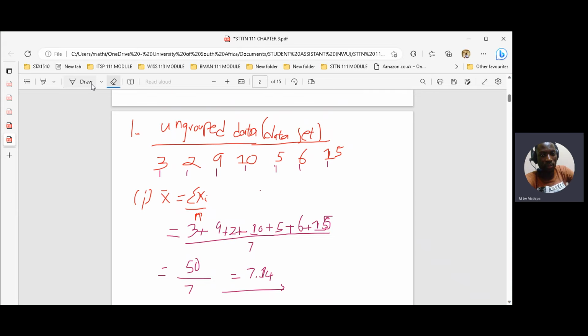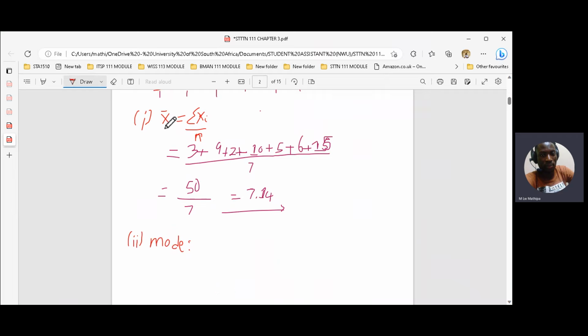Let's say we have 5. Let me just write it here. We have 3, 2, 9, 10, 5, 6, 15, 5. If you're given a question, either a multiple choice question or a practical, just write it down, write that formula and so on. Then they say, what is the mode, or calculate the mode of this data set?